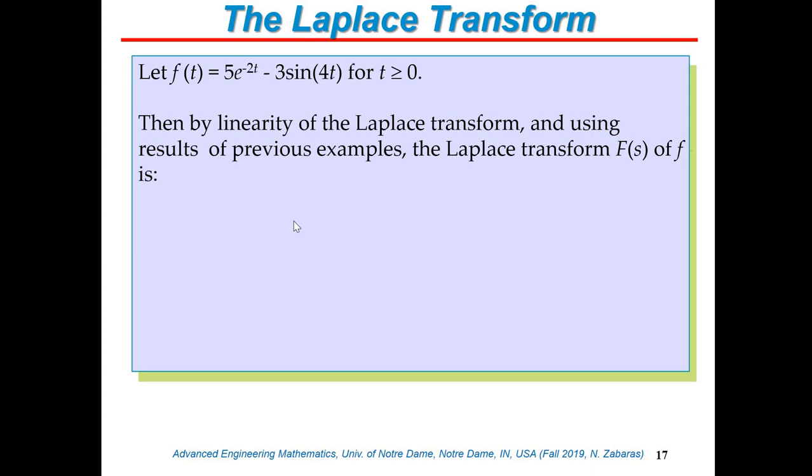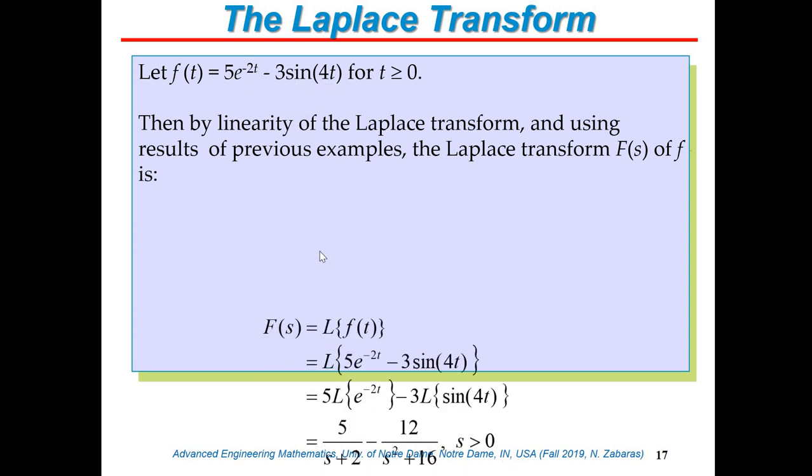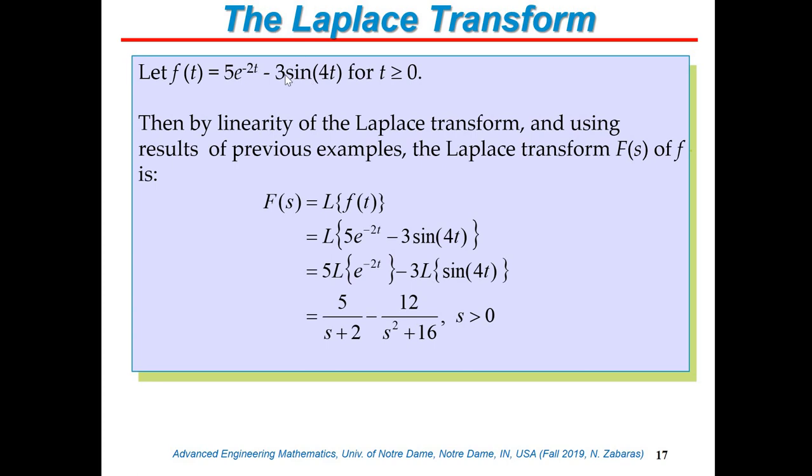So effectively, if you know how to compute the Laplace transform of e to the minus 2t and the Laplace transform of sine 4t, then you can immediately see that the Laplace transform of this function is 5 times the Laplace transform of e to the minus 2t, which is 1 over s plus 2, and the Laplace transform of sine of 4t, which is 4 divided by s squared plus 16. So 4 times 3 gives you 12, and there is the answer.